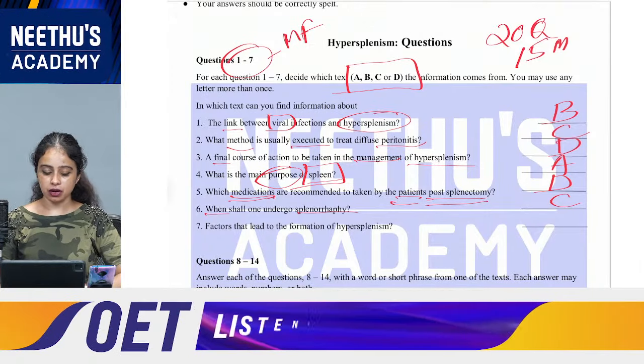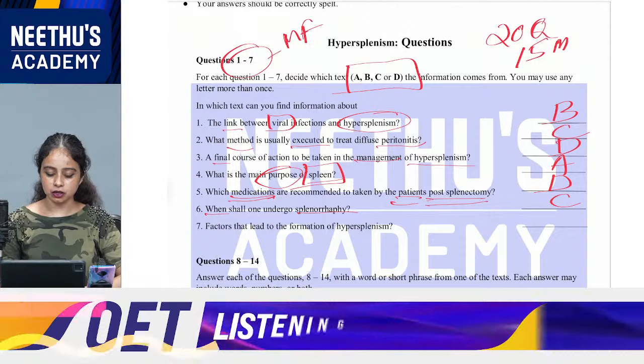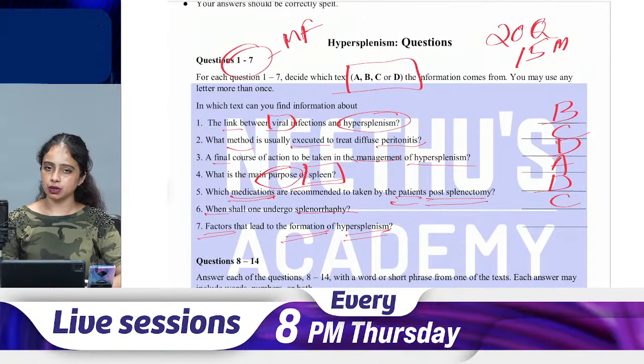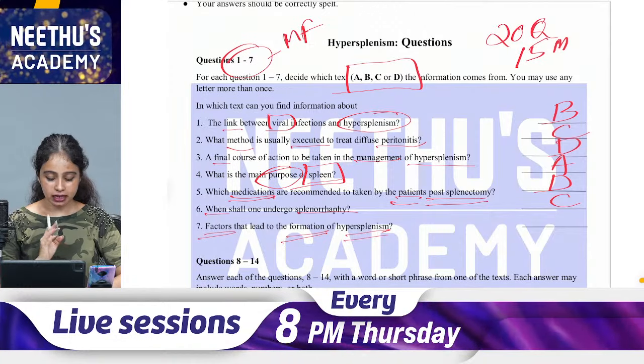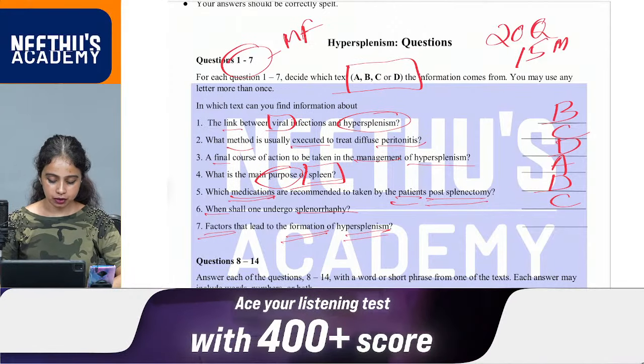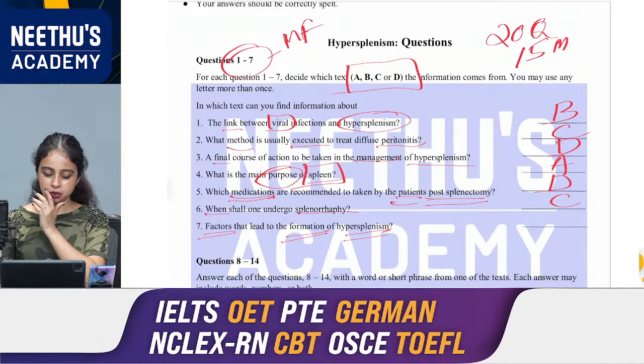Then the seventh one, factors that lead to the formation of hypersplenism. So what are the factors? Factors that lead to formation of hypersplenism. These are my keywords. Any idea? Seventh one. What about the seventh one? Jubi, what about your seventh one? What is your answer?